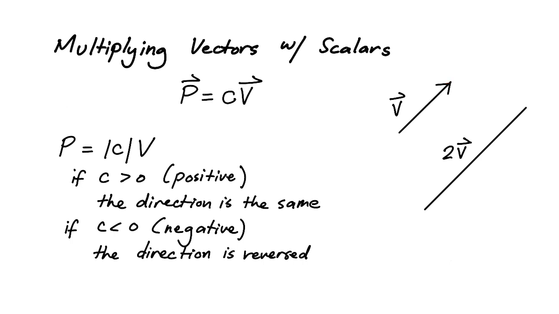Now, since the scalar that we multiplied is positive, then the direction should be the same. Therefore, our 2v na vector should look like this arrow here. So, same direction, pero yung magnitude is multiplied by that scalar, which is 2.